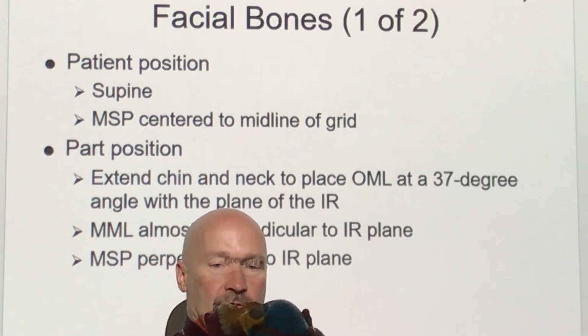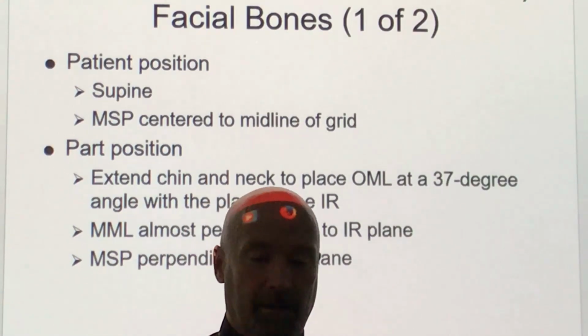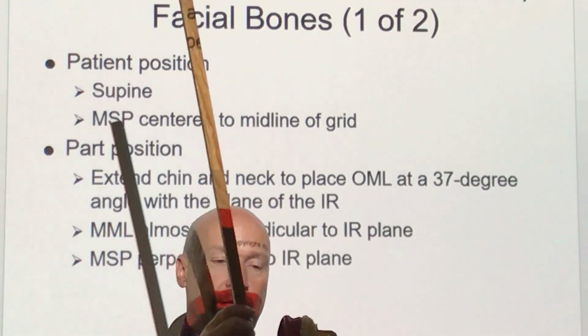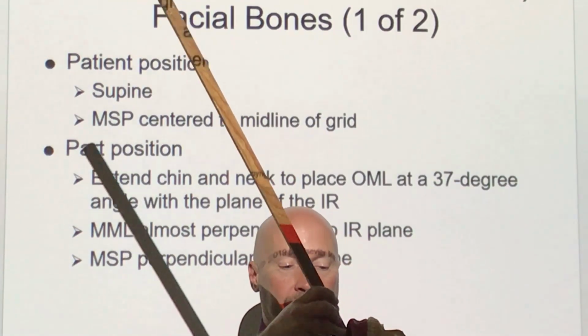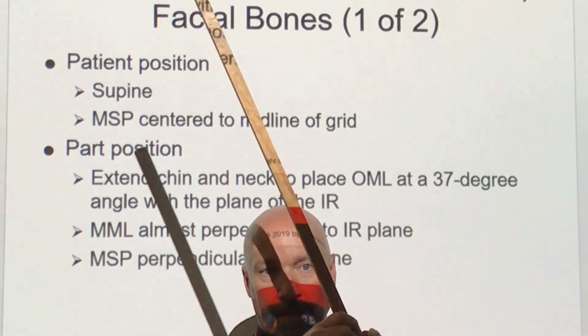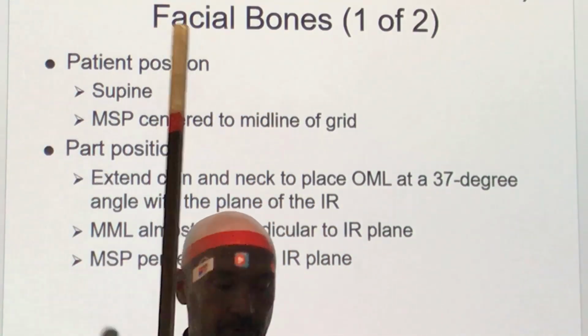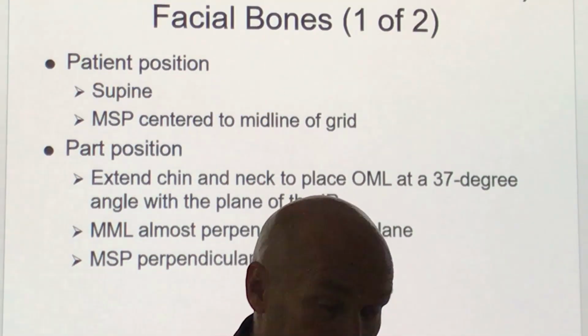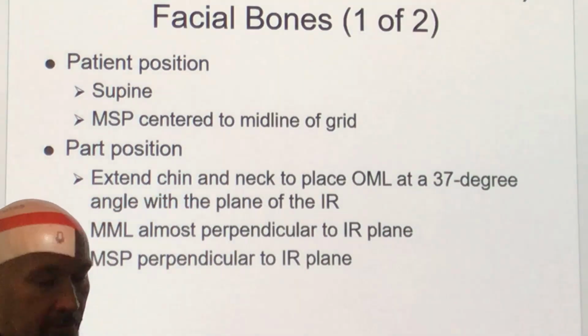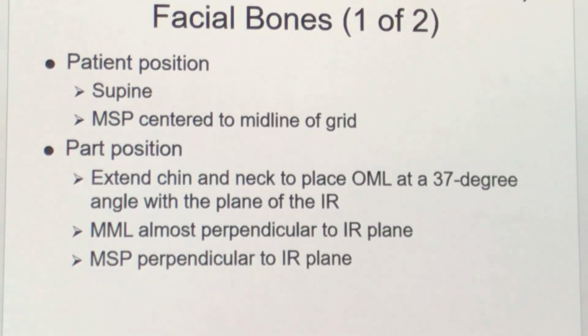If the patient can't get their chin back that far, if they're on a backboard and they're in a collar, then what you can do is angle your central ray, put crosshairs right on the tip of the chin, and angle your central ray until it is parallel with the mental meatal line. So trauma situation, what you would do is not angle the patient's neck, not extend the neck, but angle the central ray perpendicular to the mental meatal line, just like you were doing a Fuse.